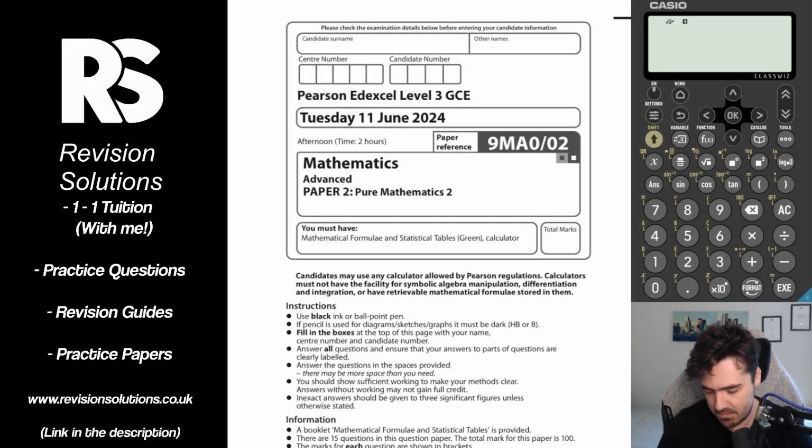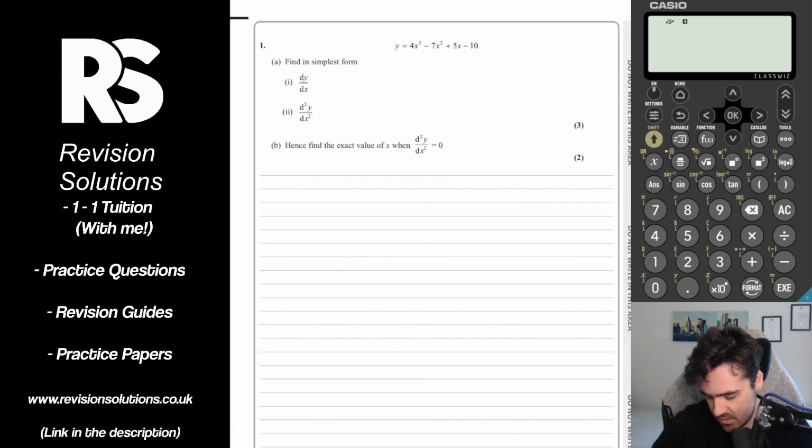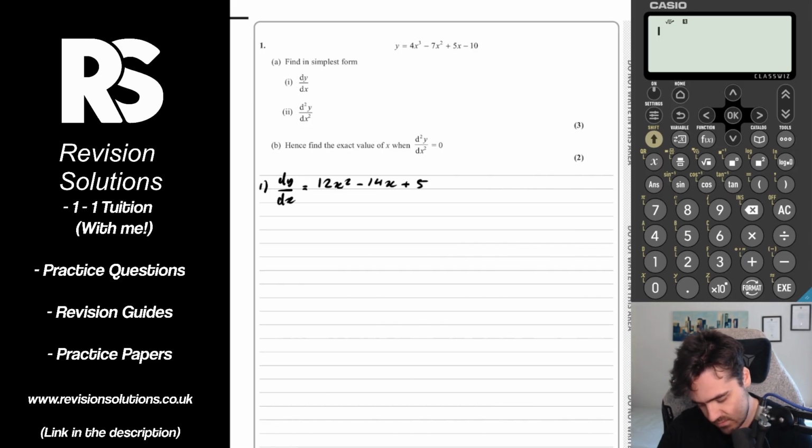Okay, so here we are at the front of the paper. Question 1 says, find in the simplest form the derivative of this equation. So just using the power rule to differentiate, we'd get dy/dx equal to 12x squared minus 14x plus 5. That's A part 1. Then part 2, we need the second derivative, so just differentiating again using the power rule. So that would be 24x minus 14.